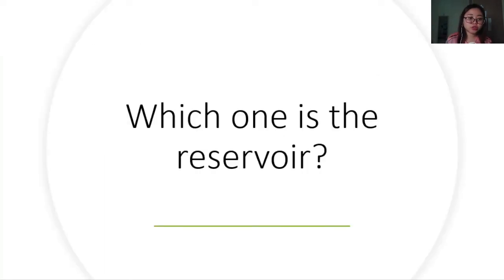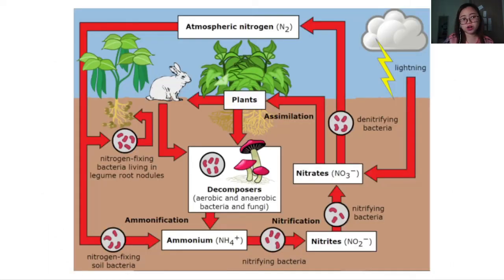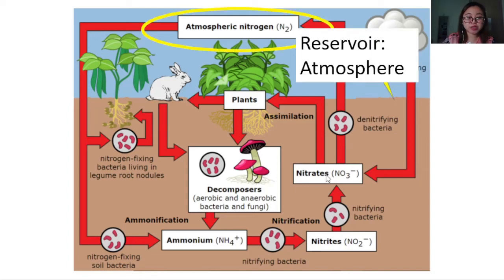Before we conclude the nitrogen cycle, another quick question. Which one is the reservoir? Looking at this diagram, which one do you think is the reservoir for the nitrogen cycle? The answer is the atmosphere. The only reservoir is the atmosphere. Everything else is part of the cycling pool. So that's it for the nitrogen cycle. Good job for sticking in so far.